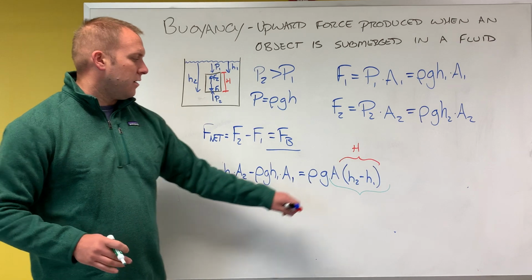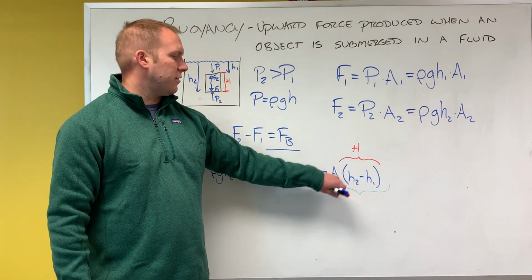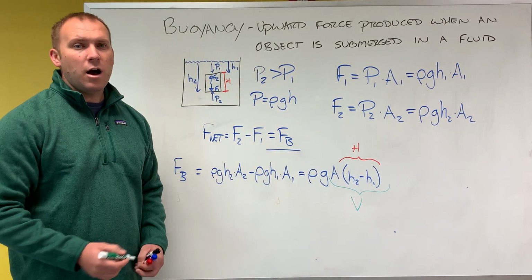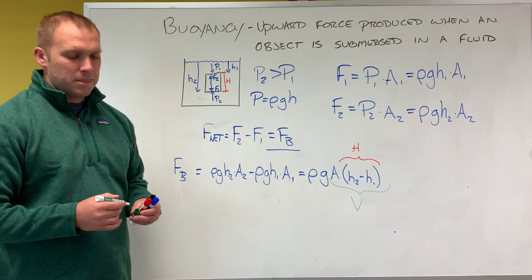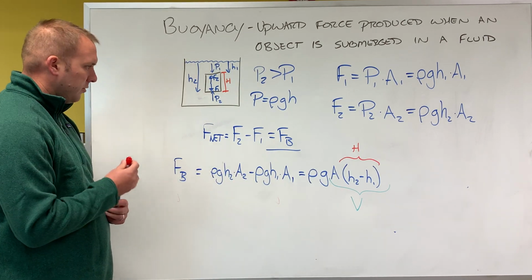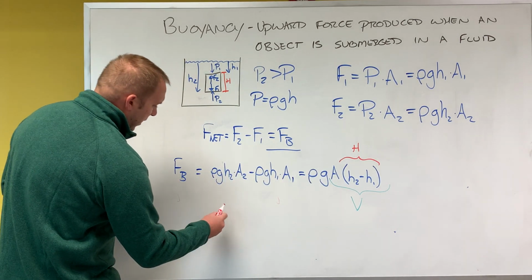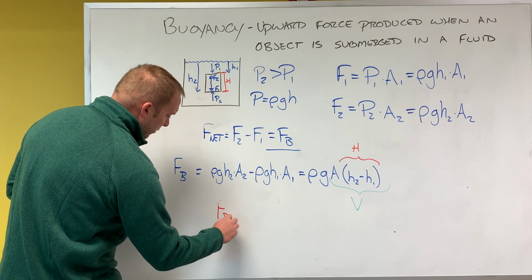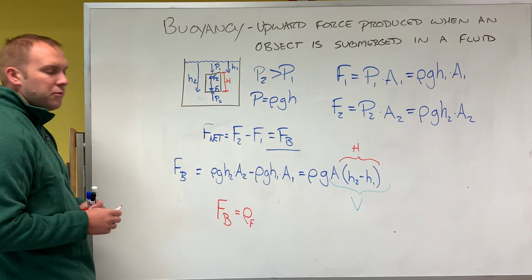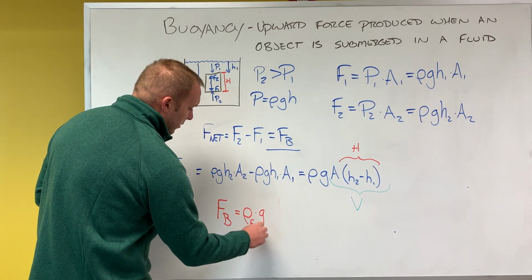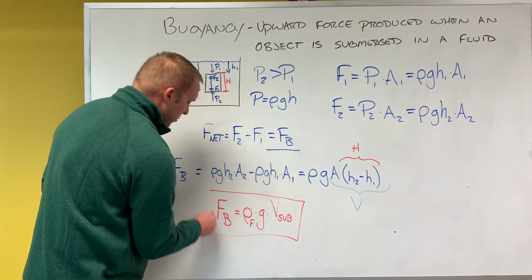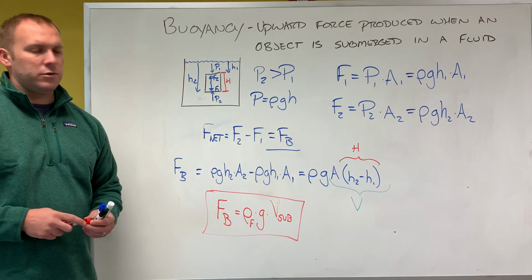And then looking at this as well, I can see that if I take the area of the object times the height, that is the volume of my object that is submerged. So I can then simplify this into my equation for a buoyant force: force buoyant equals the density of the fluid times gravity times the volume that is submerged. And that's how we're going to be able to calculate the buoyant force.